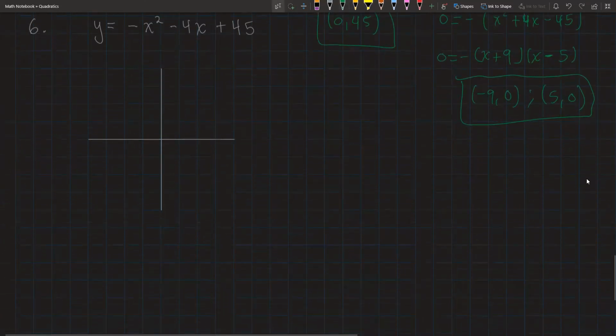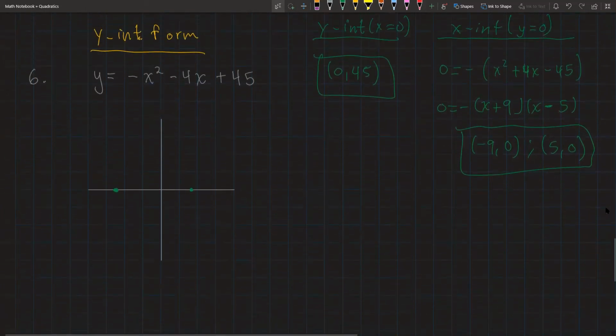All right, three points that allow us to find everything else pretty nicely. 5, 0, some right there. Negative 9, 0, some right there. Line of symmetry should be right in the middle of those two. Excuse my line of symmetry. You get the idea. And it's negative something squared. Negative something squared tells us that this is going to curve down. Something like this.